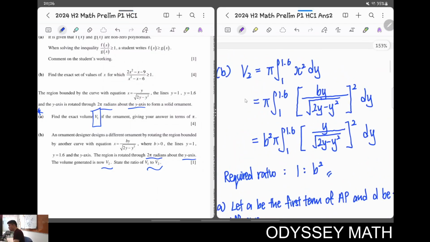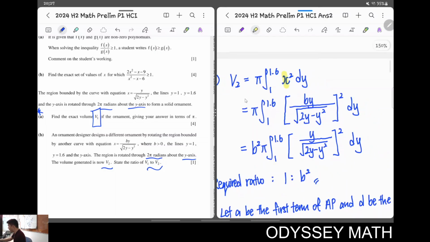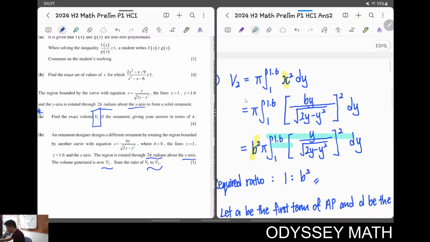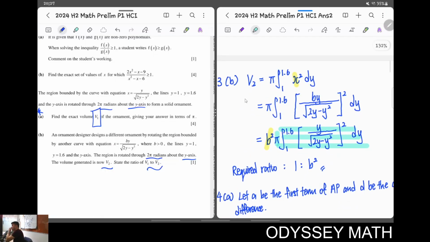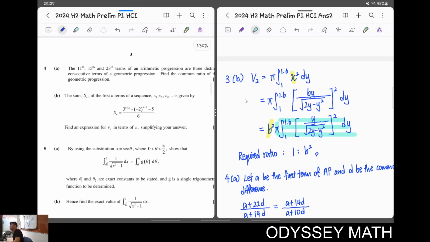So what you do is the same thing. V2 is pi of the definite integral from 1 to 1.6 of x squared dy, same thing. But this time your x is with b. Now you know that in integration, the constant you can bring out. So you have b squared, you pull it out. Agree? And then you realize that this is actually my V1. Can you recognize that this expression here in blue is my V1? So the required ratio is just 1 is to b squared. Okay, are we good to go? So that's the whole idea over here. Okay, with that, we're going to move on to question number 4.